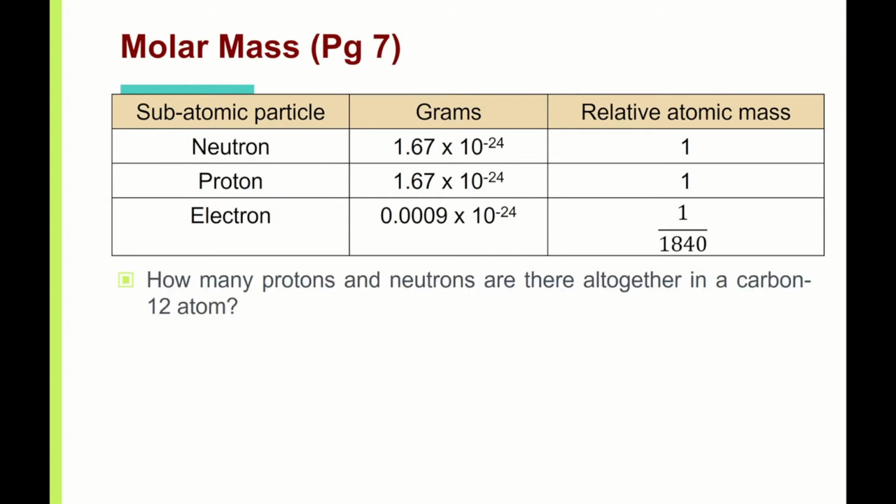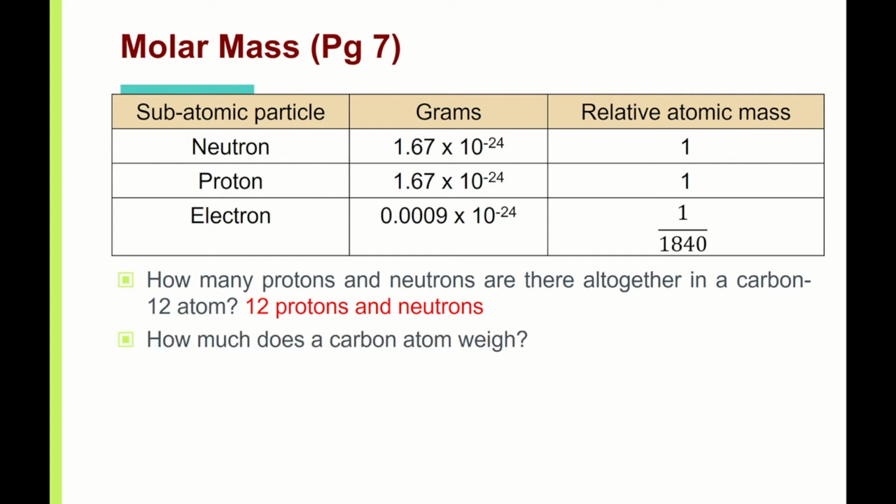Okay? Carbon 12. Let's take a look at this carbon 12. We always compare with carbon 12, right? How many protons and neutrons are there for carbon 12? Look at our periodic table. It is 12, right? So total 12 protons and neutrons. Anyway, they are the same mass, so I don't need to care how many protons, how many neutrons.